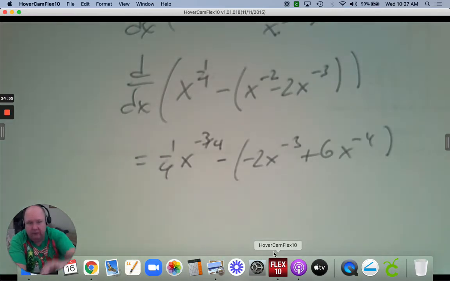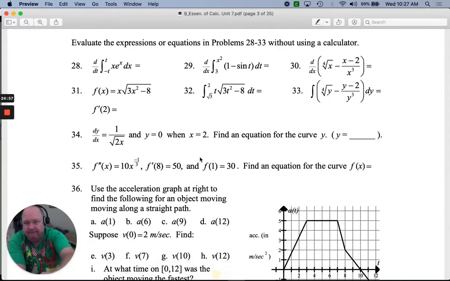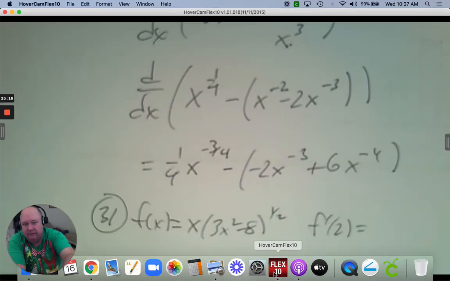All right, what number are we at? Number 31. We're given a function, and it says take the derivative. So again, I'm going to write it calculus friendly. So I'm going to write it 3x squared subtract 8 to the 1/2. And I need to take the derivative at 2. That's what the question is. So first the derivative, then plug in 2.